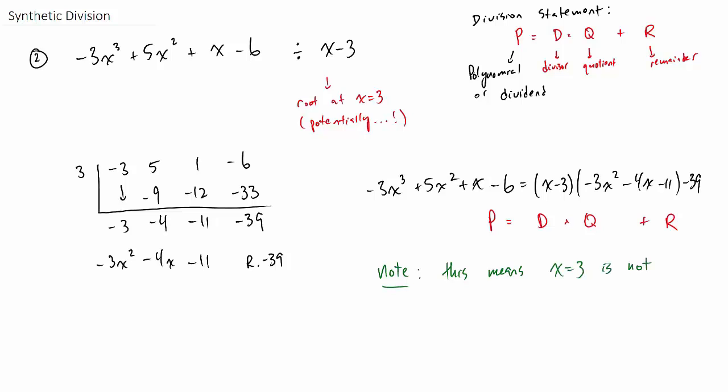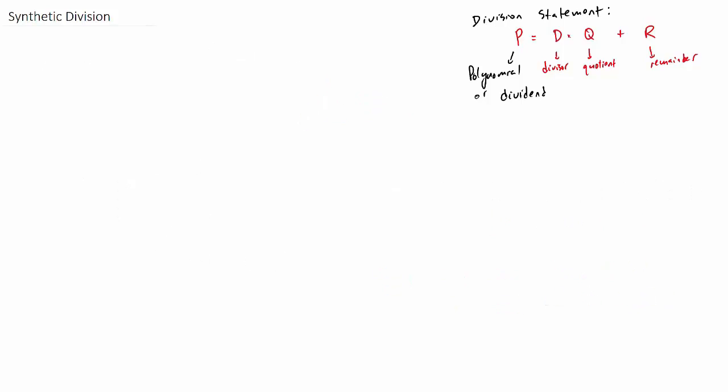And just to reiterate, because this is a big part of the chapter, we kind of guessed that x equals 3 might be a root, but it turns out that it's not, because we ended up with a remainder that wasn't 0.